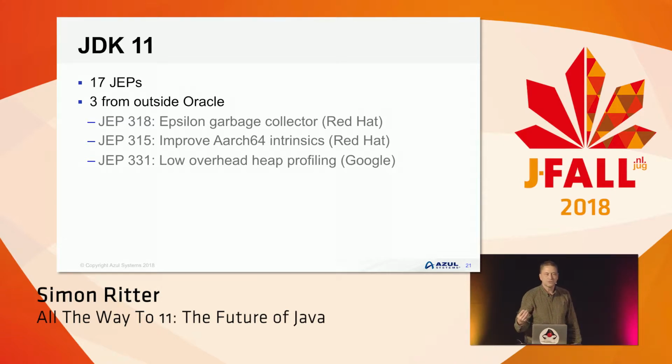So the first of those is the Epsilon garbage collector, which again came from Red Hat. Interesting idea, the Epsilon garbage collector. Epsilon garbage collector doesn't collect any garbage. So you think to yourself, what's the purpose of that? And there's actually 2 things you can do with it. One, which is what it's really designed for, is to evaluate the performance of a garbage collector.